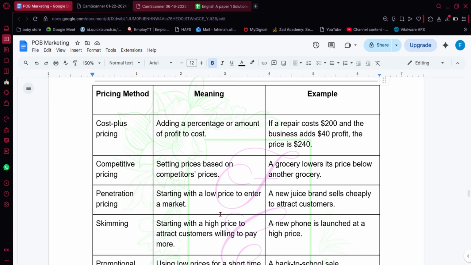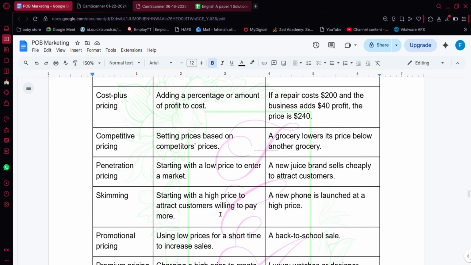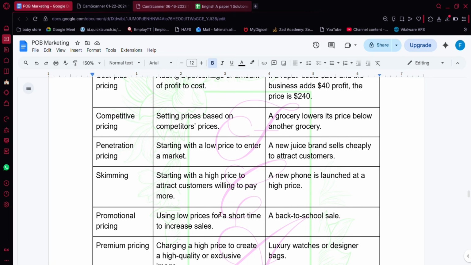Then we also have pricing method. So you have cost plus pricing. This is adding a percentage or amount of profit to the cost. You have competitive pricing, which is setting prices based on competitors' prices. Penetration pricing, which is starting with a low price to enter a market.